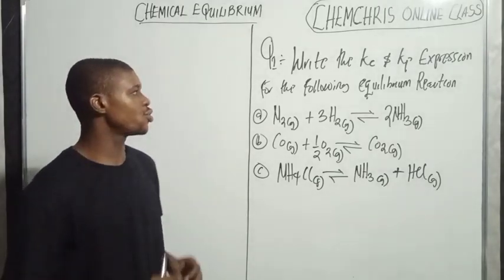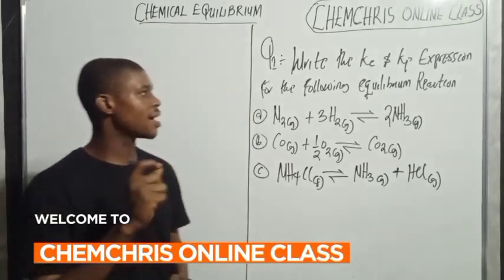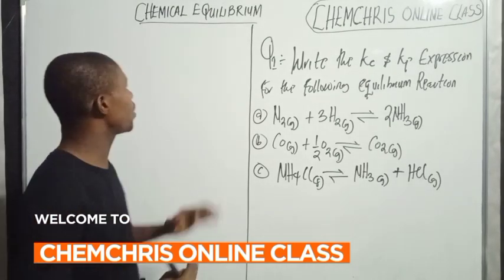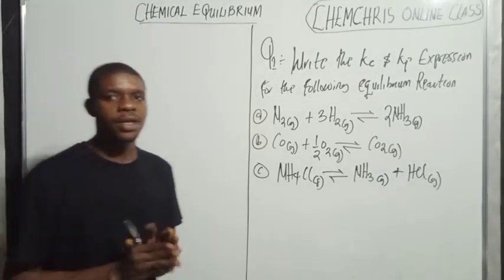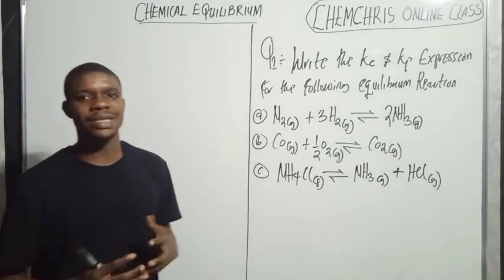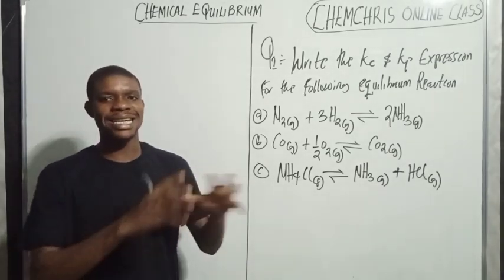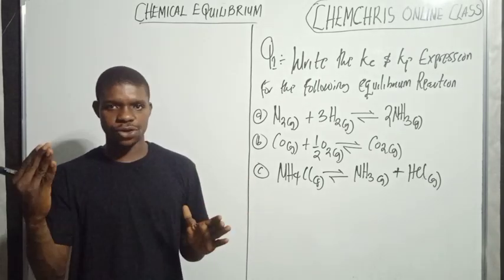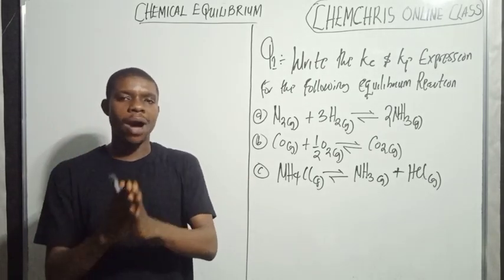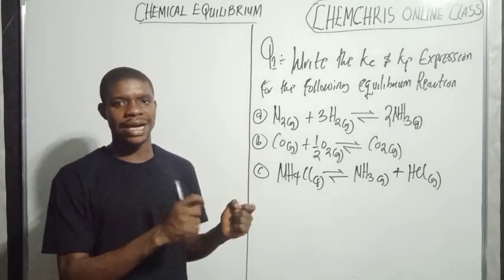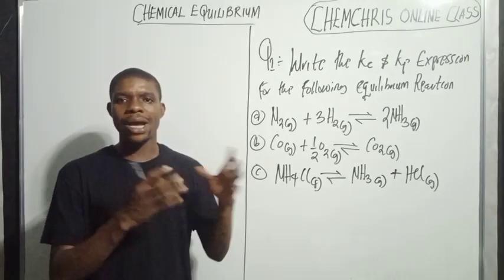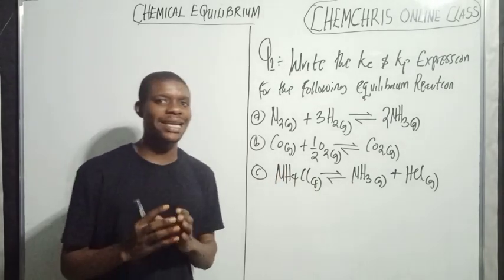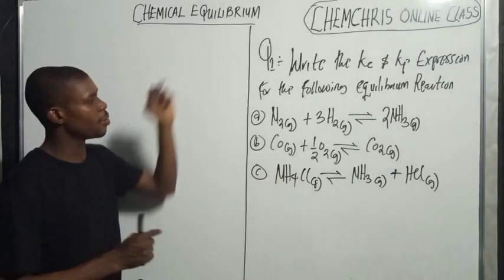In this video, I want to show you how to write the Kc and Kp expression for equilibrium reactions. We are talking about chemical equilibrium. When we talk about chemical equilibrium, this type of reaction occurs in a reversible reaction, where the reactant moves to the product or produces the product, while the product also moves backward to the reactant, right? So when the rate of forward reaction is equal to the rate of backward reaction, we say the reaction is at equilibrium.